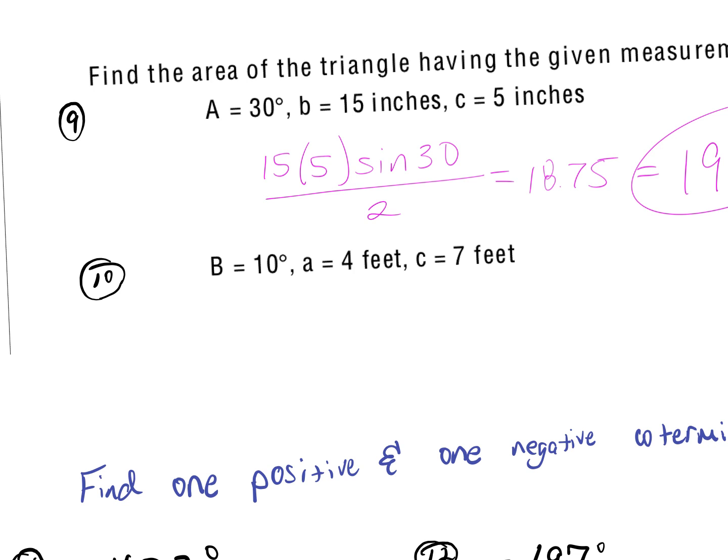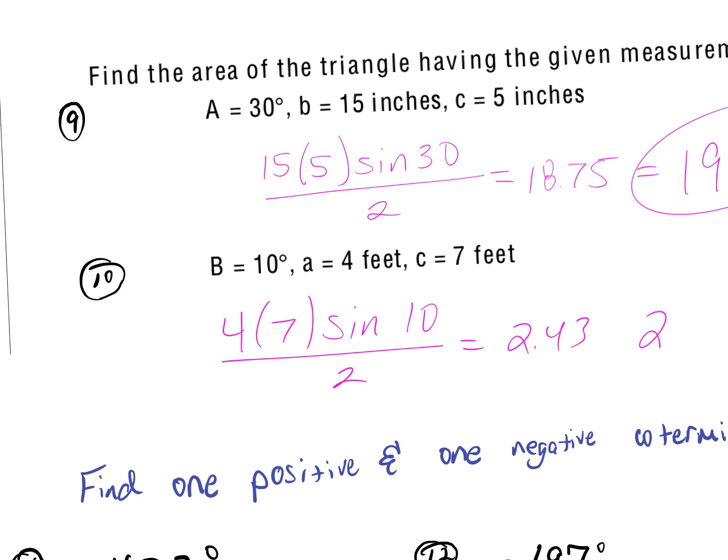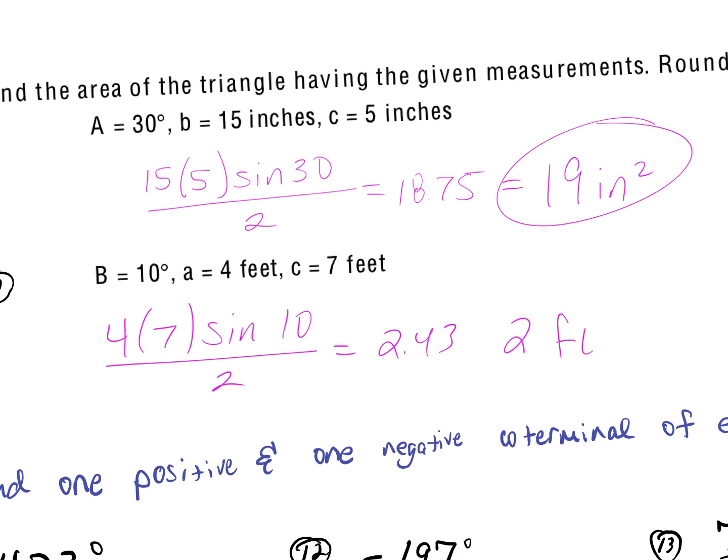All right, look at number 2. Same thing. We have two sides and an included angle. So 4 times 7 times the sine of 10 divided by 2. Some of you need to do the whole numerator in your calculator, hit enter, and then hit divided by 2. You get 2.43. Now this says round to the nearest square unit. So what's the closest whole number to 2.43? 2, and it would be what? Feet squared.